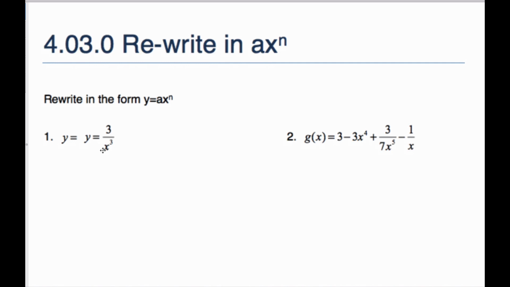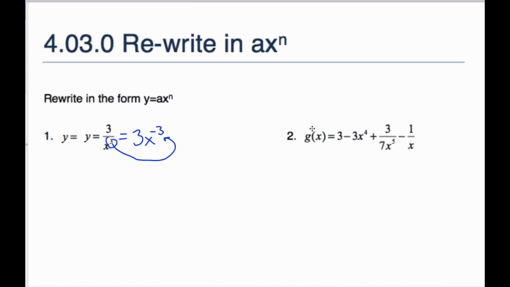what I know about my exponent rules is that when I have a power on the bottom, I can move it to the top. In this 3, when I move it from the bottom to the top, it changes from a positive to a negative. So this is 3x to the power of negative 3. This became the negative 3.